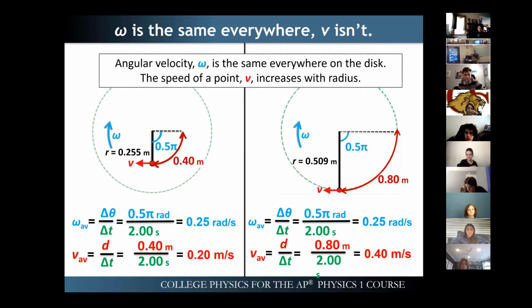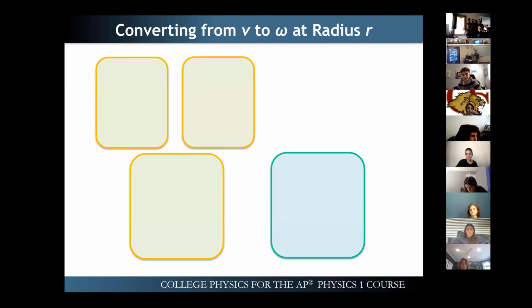You might get hurt. All right, now let's show a mathematical connection between the linear or translational velocity and the angular velocity, and how it connects to the radius. So these are the 2 definitions or formulas we have. Angular velocity is change in theta over time. Linear velocity is change in position over time.